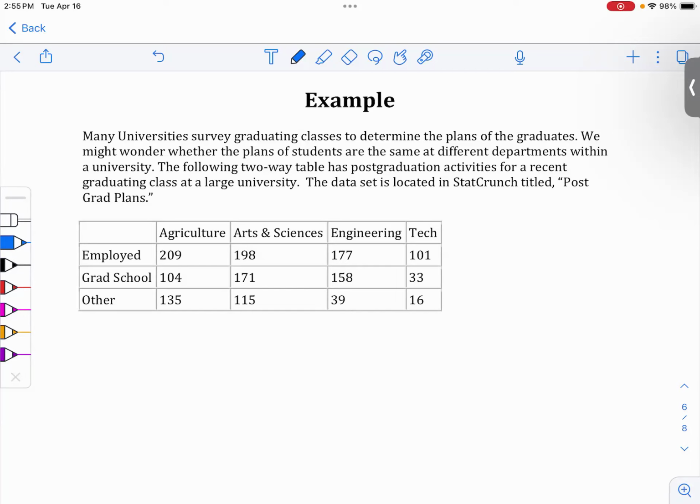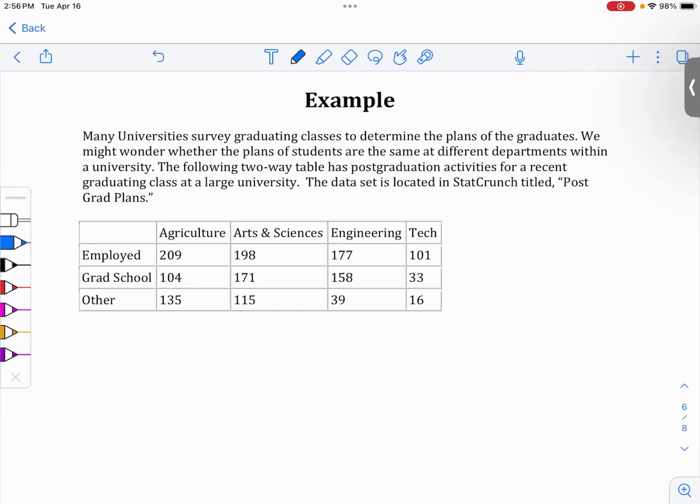That means this is either the chi-squared test of homogeneity or the chi-squared test of independence. And I can identify that part without even reading the setup, just by looking at the table. Okay? So now let's read and let's see what's going on. Many universities survey graduating classes to determine the plans of the graduates. We might wonder whether the plans of the students are the same at different departments within a university. The following two-way table has post-graduation activities for a recent graduating class at a large university. The data set is located in post-grad plans.